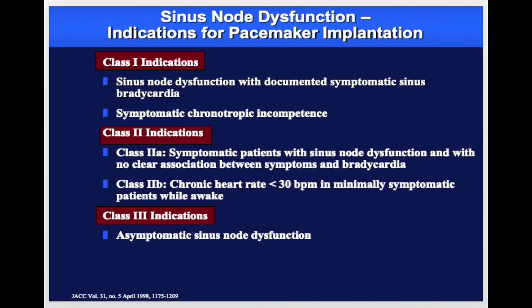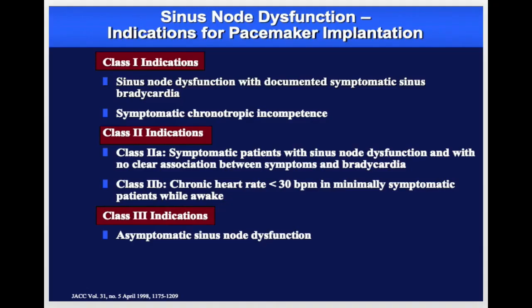Class 2 indications in case of sinus node bradycardia are divided into two. Class 2A is symptomatic patients with sinus node dysfunction and a documented rate of less than 40 beats per minute, with a clear-cut association between significant symptoms and bradycardia. Class 2B is minimally symptomatic patients with a chronic heart rate of less than 40 beats per minute while awake.